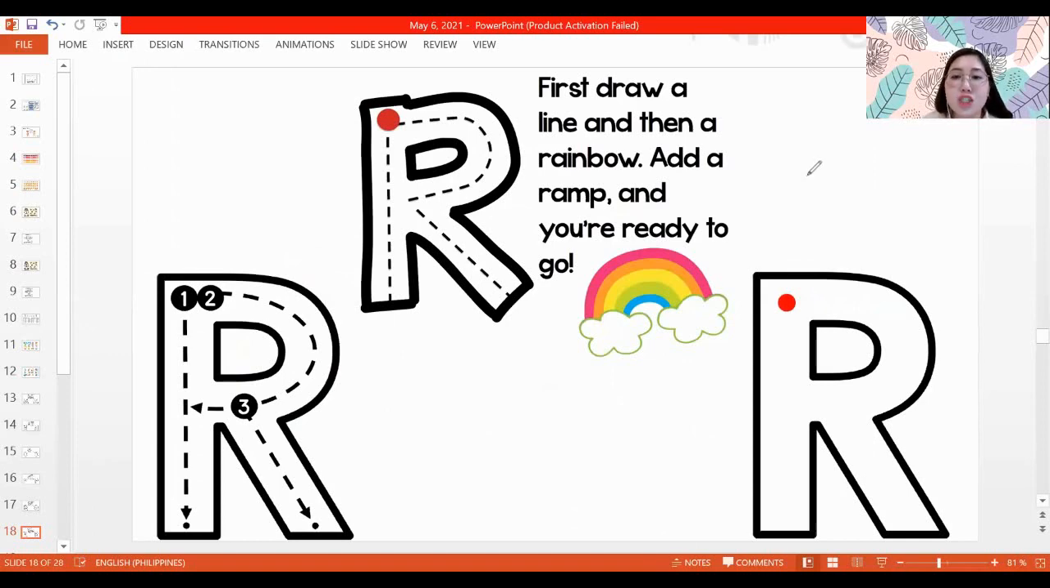rrr. First, draw a line, then add a rainbow, and then a rainbow, add a ramp, and you're ready to go. So that's how we write capital letter R. We start at the top, we make a straight line down, and then we make a curve just like the rainbow, and then we make a ramp going down. That's a slanting line. Let's practice again.